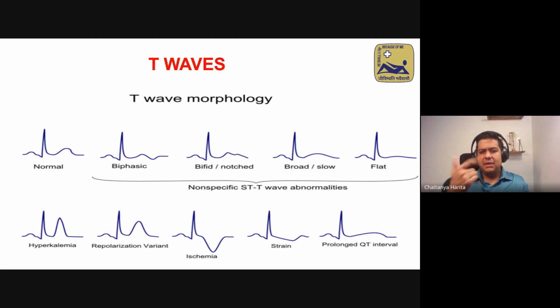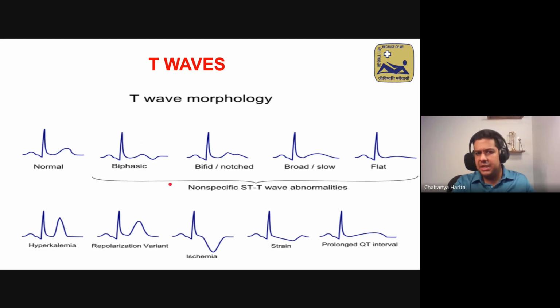T waves. We finished P, we finished QRS, now we're in T. Now T waves have a lot of morphology changes, right? Some of which are significant, some of which are not. The normal T wave is not symmetrical. The normal T wave is actually asymmetrical. It has a gradual upslope and a rapid downslope.